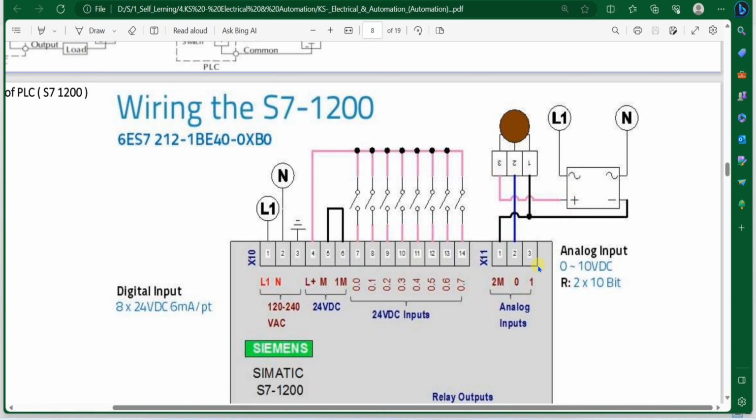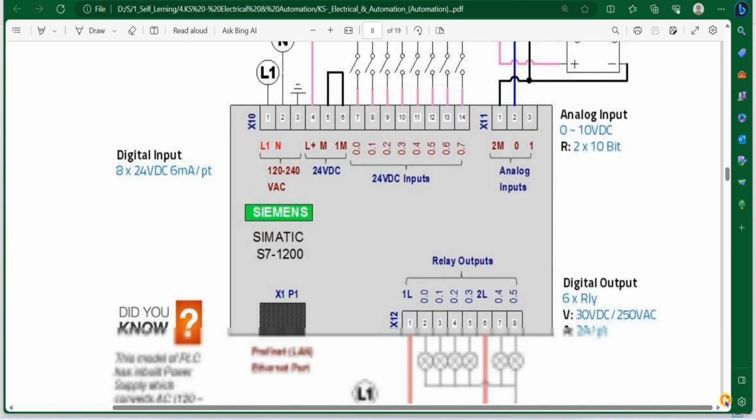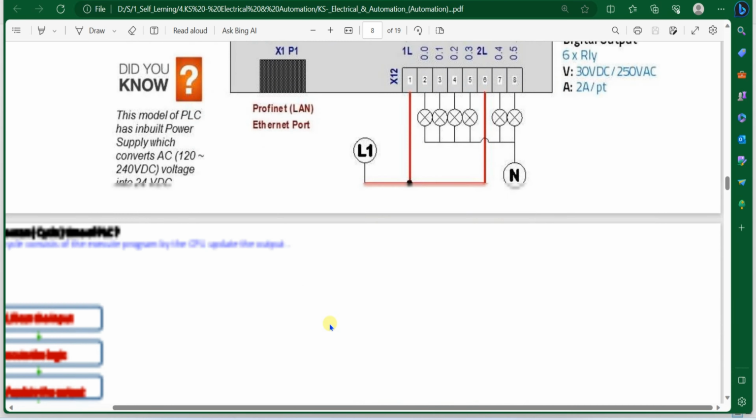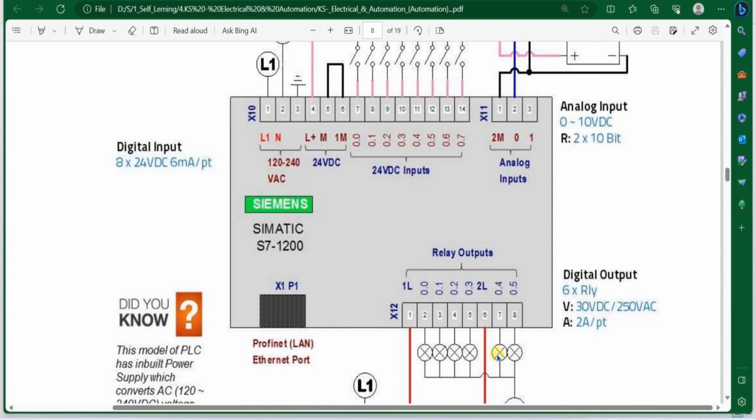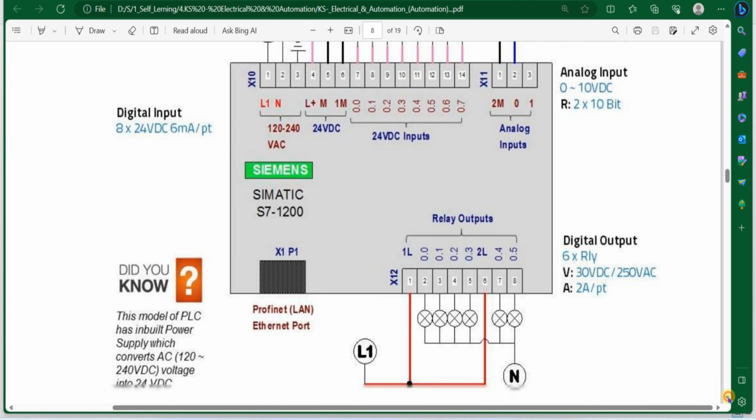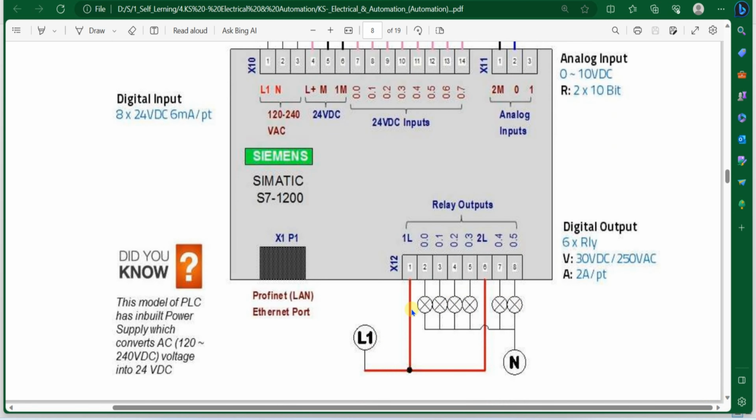In the output module, a bulb, meaning a light, is connected. Neutral is common for all outputs, and line is connected from the output. It is a relay type of output.